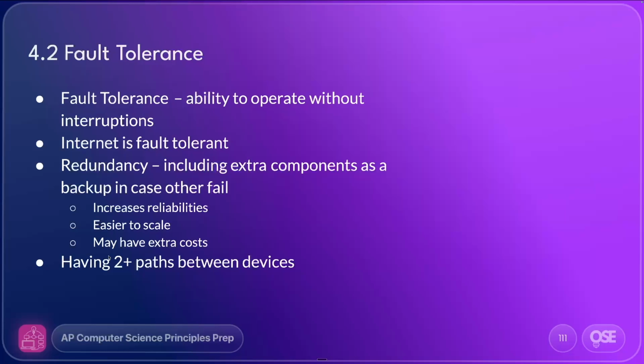Fault tolerance. Fault tolerance is the ability to operate without interruptions. The internet is fault tolerant. A specific way you can achieve fault tolerance is through redundancy. It means including extra components as backups. This increases the reliability, makes it easier to scale systems, but also may have extra costs because you're buying extra infrastructure. And having two or more paths between devices is also an example of fault tolerance and redundancy.